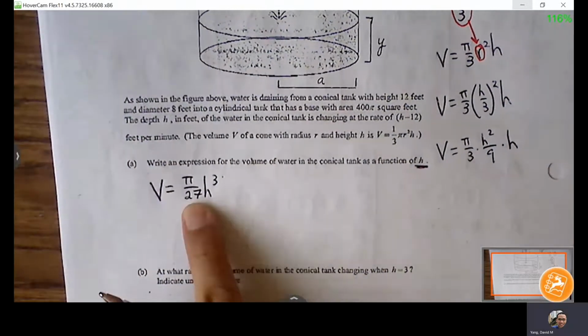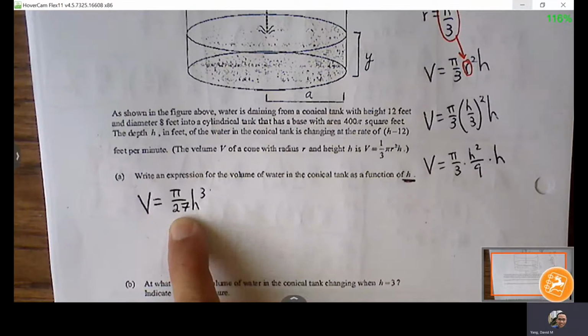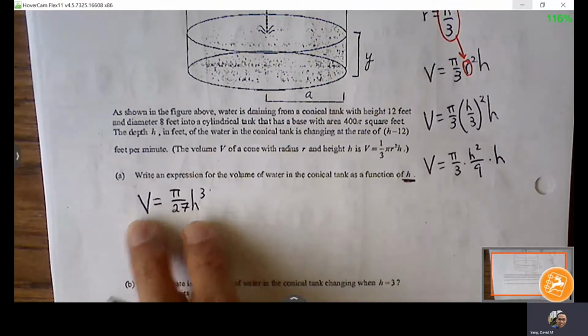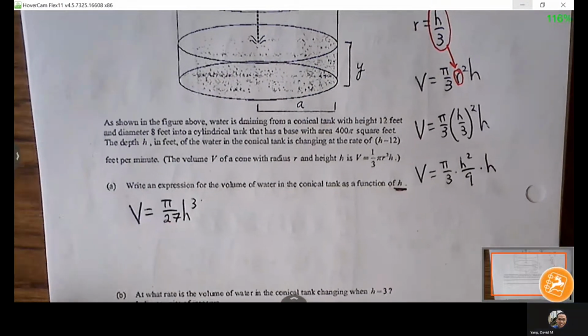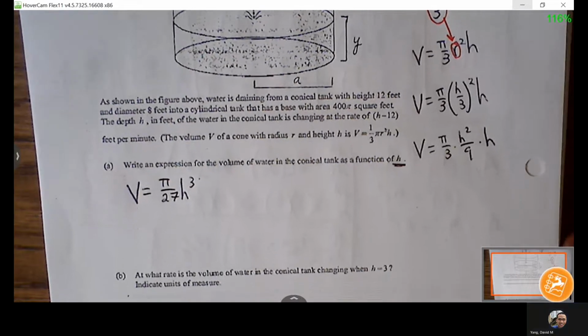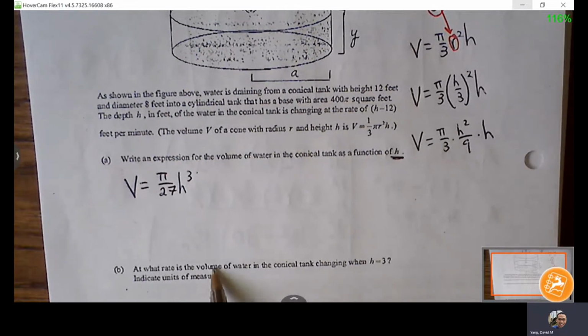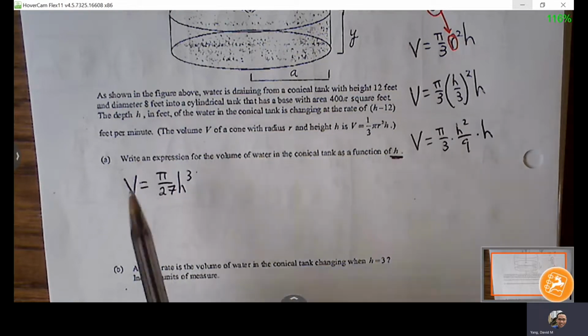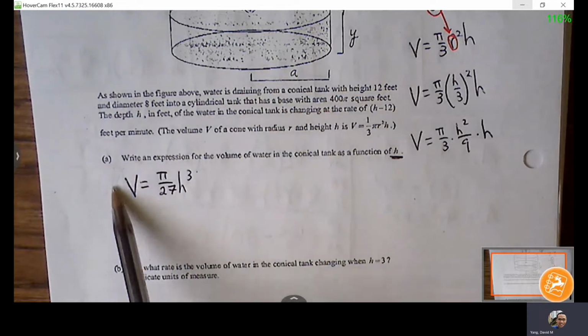Okay, so all it's asking for from part A is for us to write an equation in terms of V and h with the radius replaced. All right, does that step make sense? Okay, so now part B: at what rate is the volume of water in the conical tank changing? So now we're looking for dV/dt of the cone. Okay, so now we can move on to the derivative.